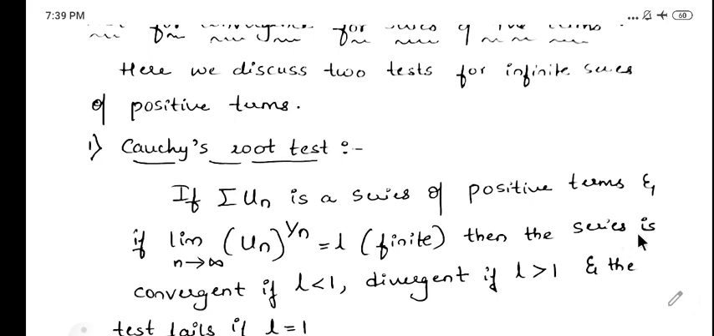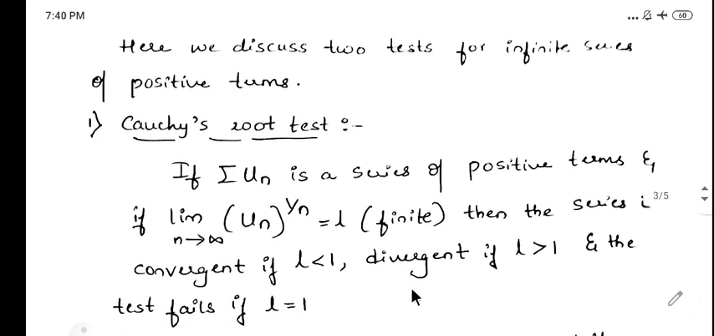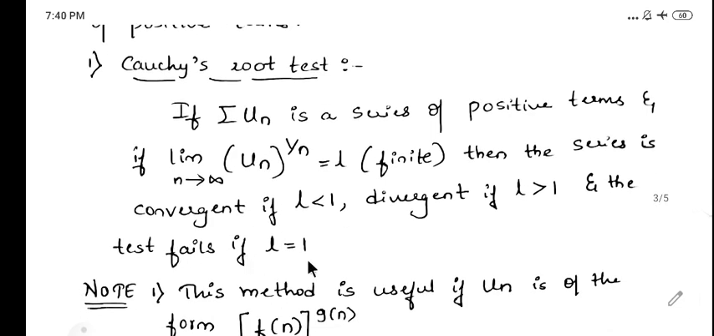then the series is convergent if L is less than 1. When L is less than 1, then the summation un is said to be convergent. If L is greater than 1, then the summation un is going to be divergent. If L is equal to 1, then the test fails.